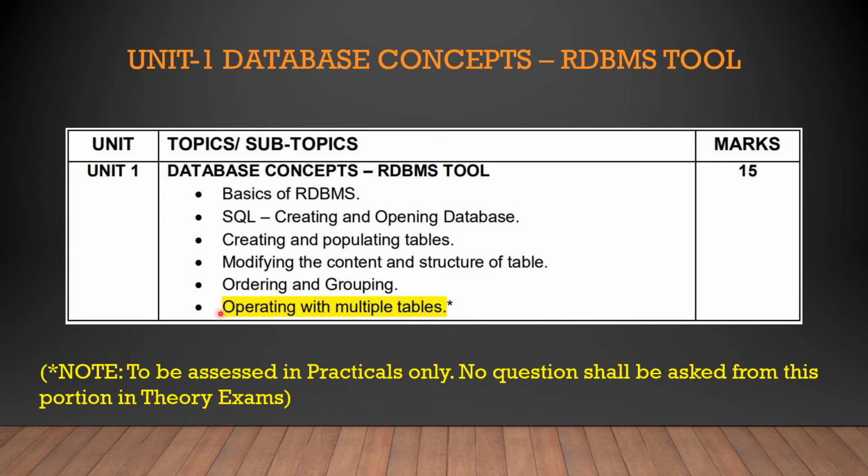As you can see here, this topic is highlighted and also a star mark is there. So basically, this topic will only be asked in your practical exam and not in the theory exam. So you have to prepare this topic only from the practical point of view and not from the theory point of view. The total marks of Unit 1 Database Concept RDBMS tool is 15 marks.